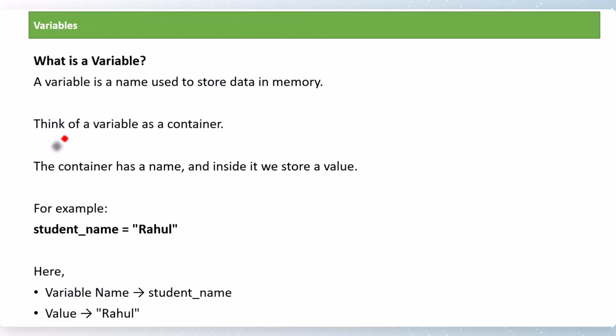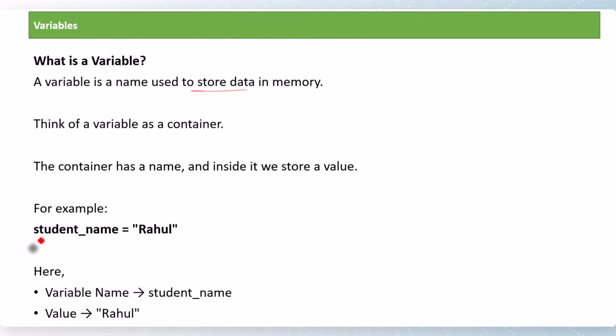Okay, what is a variable? A variable is a name used to store data in memory. Think of a variable as a container. The container has a name, and inside that we store a value.